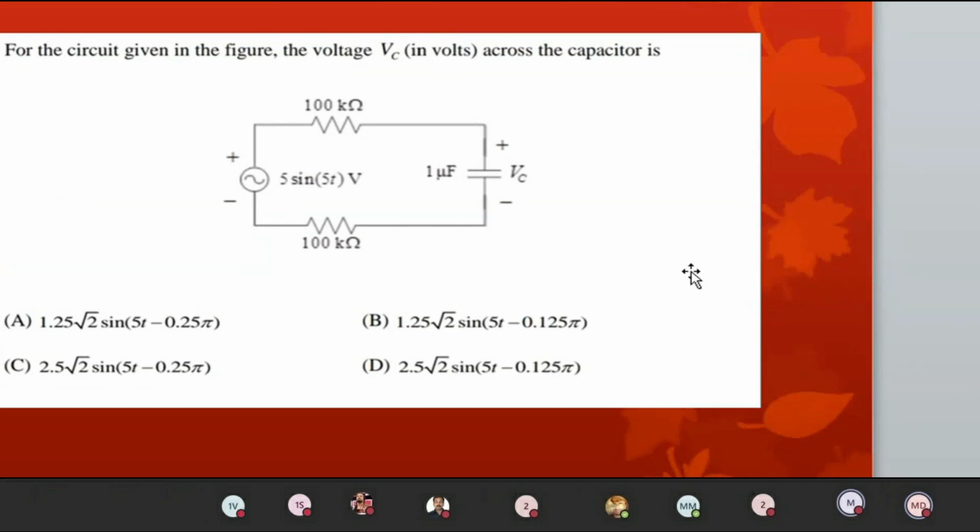See the circuit. For the circuit given in the figure, the voltage across the capacitor is what? Kindly understand one thing. All the three passive elements are connected in series: 100 kilo ohm, 1 microfarad and 100 kilo ohm resistor. All three are connected in series with a voltage source. The question is very simple. Voltage across the capacitor. The input voltage is 5 sin pi t. Right? Okay.